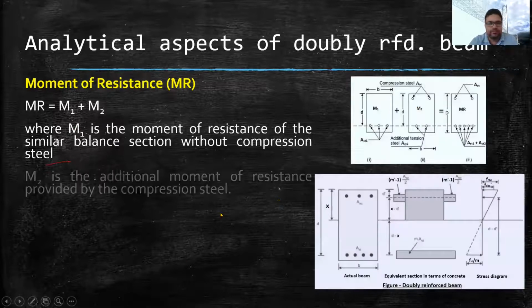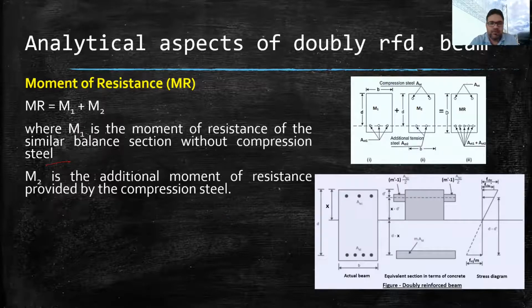Now, M2 is basically the additional moment of resistance provided by the compression steel. The compression steel that we have added increases the moment of resistance, and that increased moment of resistance we are representing as M2. We will see later how we find that. First we will see how we find M1.